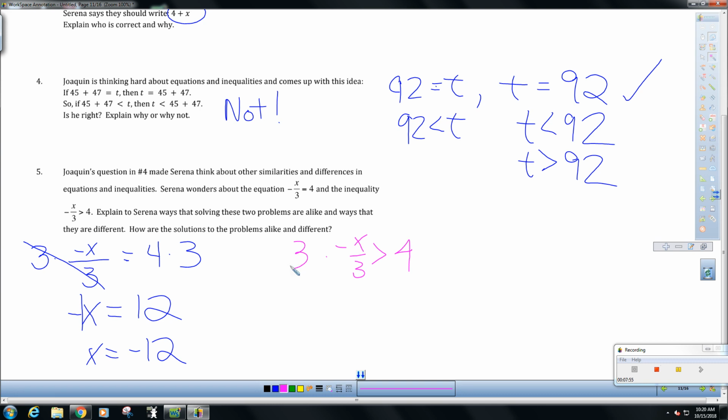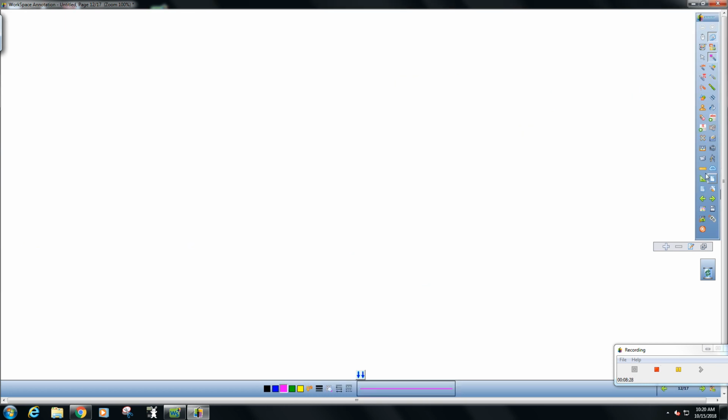Now let's solve this one. Multiply both sides by 3. You get, again, negative x is greater than 12. Divide each side by negative 1 in this one, and if you remember from the last video, hopefully, we have to switch the sign when we multiply or divide by a negative. So what's different about inequalities is that when we divide or multiply by a negative, we have to flip the sign.